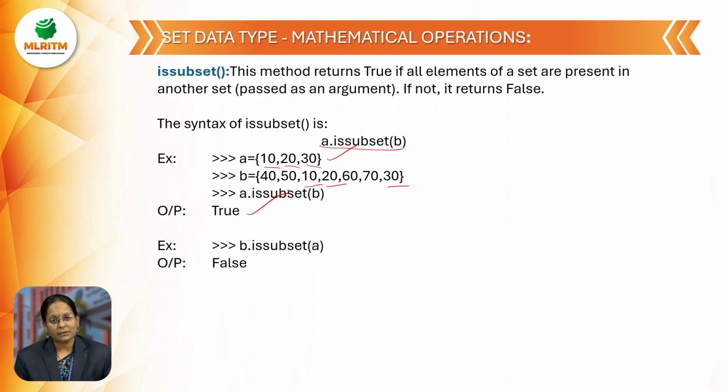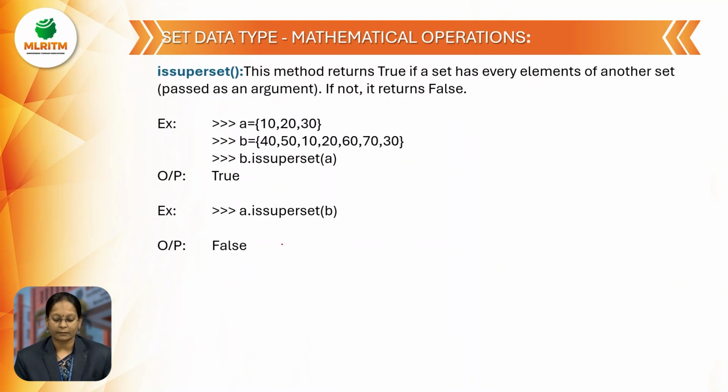So B dot issubset of A? No. Why? Because all the elements are not present in A. That's why B is not a subset of A, so it is false.